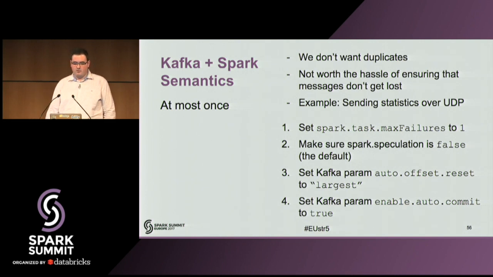For example, if you are processing some information coming from an already unreliable channel like UDP, probably some messages have already been lost anyway. If a task fails, we don't want it to be rescheduled since it can produce duplicates. Also, check that Spark speculation is false, which is the default, to avoid multiple executors running the same task. When we start the stream for the first time, we will always begin at the current largest offsets.